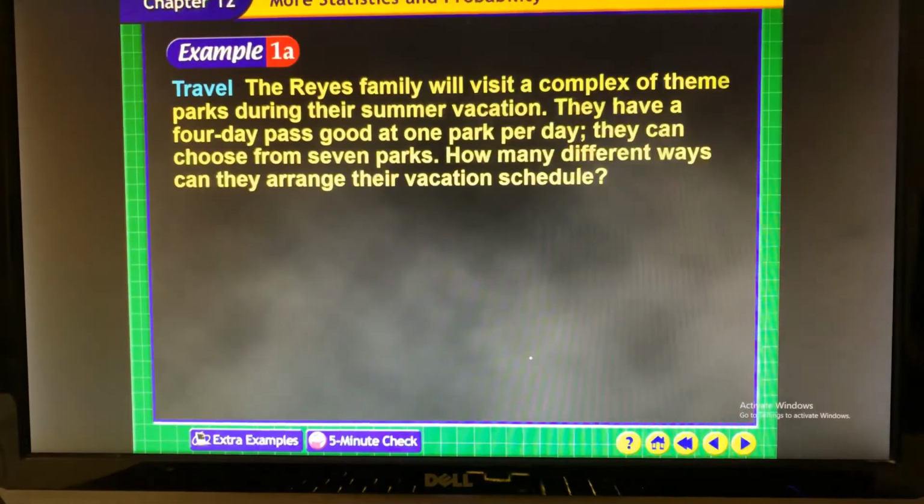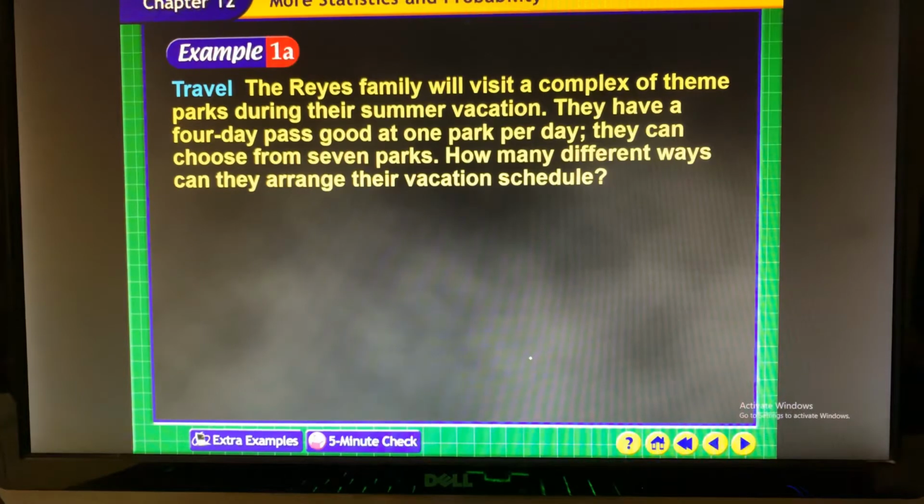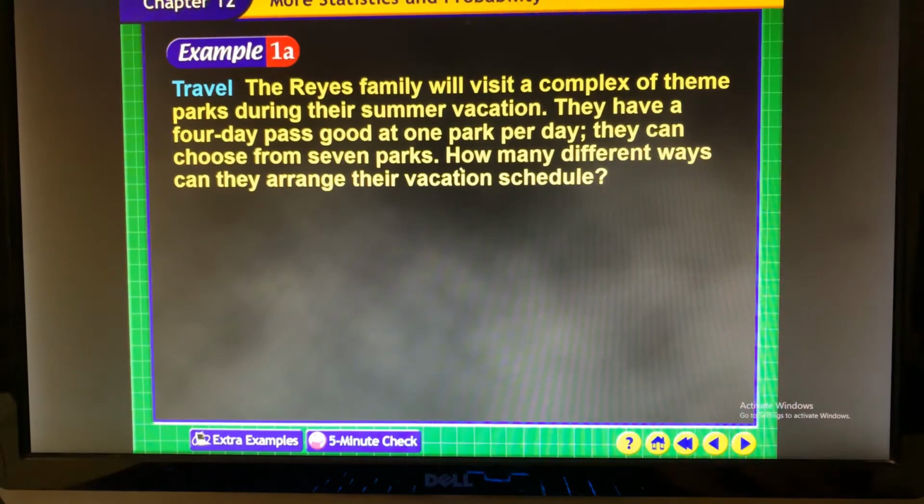Okay, so let's start with this one. The Reyes family will visit a complex of theme parks during their summer vacation. They have a 4-day pass good at 1 park per day. They can choose from 7 parks. How many different ways? Now, this sounds like an outcome, but what changed is this word.